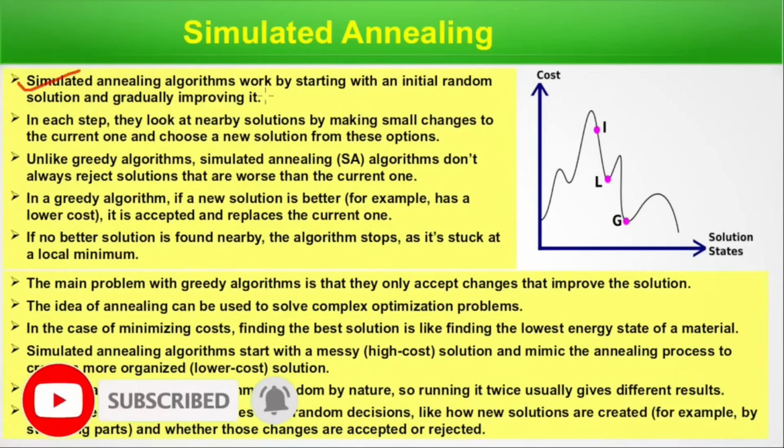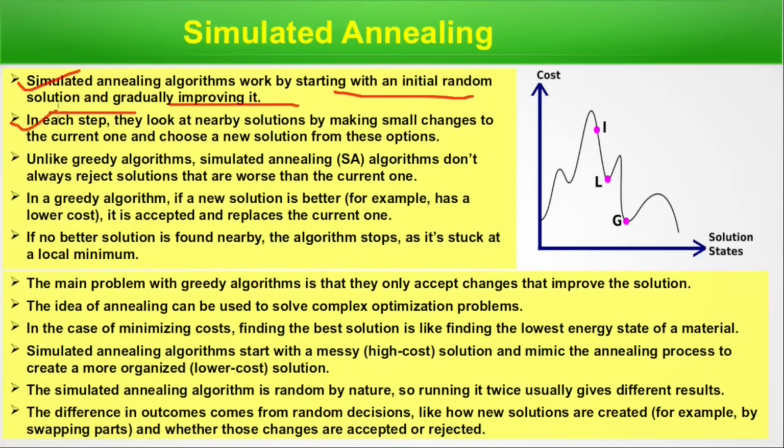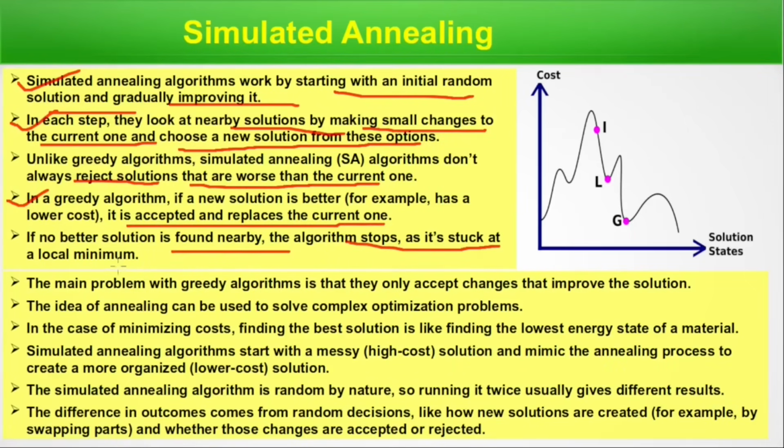Simulated annealing algorithms work by starting with an initial random solution and gradually improving it. In each step, they look at nearby solutions by making small changes to the current one and choose a new solution from this option. Unlike greedy algorithms, simulated annealing algorithms don't always reject solutions that are worse than current one. In a greedy algorithm, if a new solution is better, for example, has a lower cost, it's accepted and replaces the current one. If no better solution is found nearby, the algorithm stops and it's stuck at a local minimum.